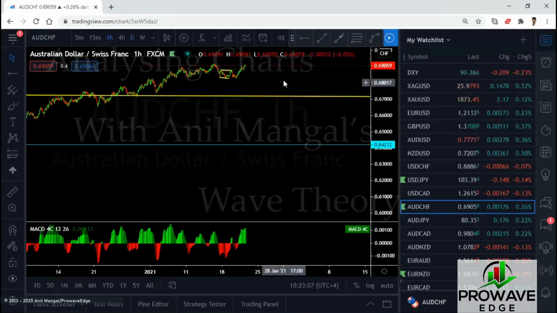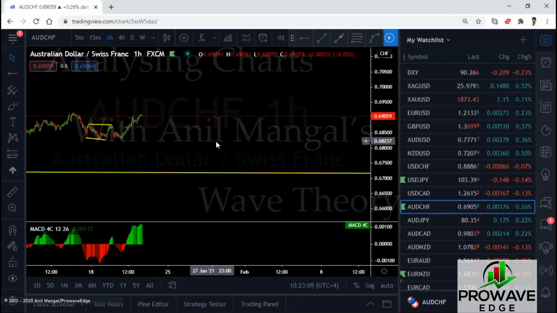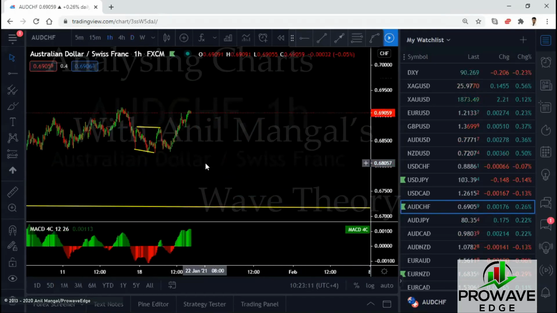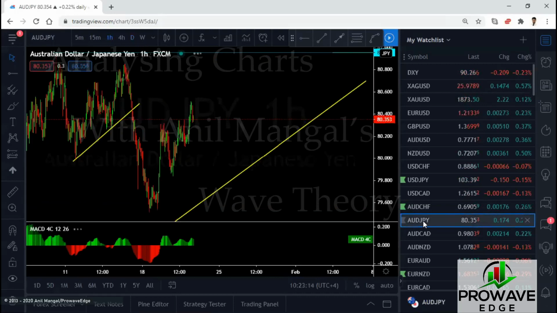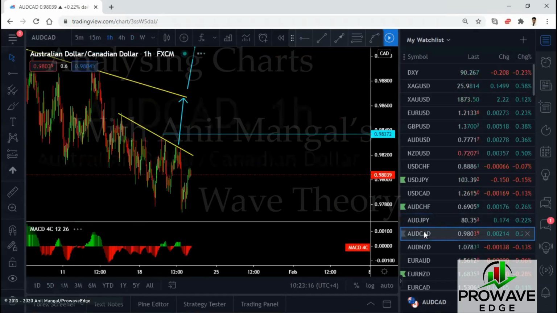If it makes a flag, we'll buy. Right, so you can look for more buy setups. You're getting flags. You can continue to buy flags, corrections, buy. Same for the Aussie yen. Same would be for the Aussie CAD.